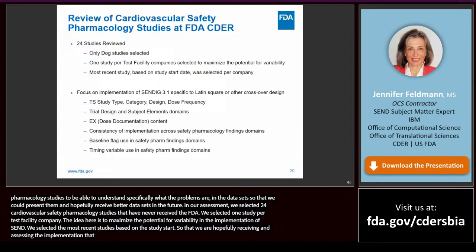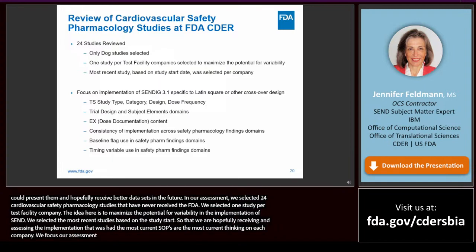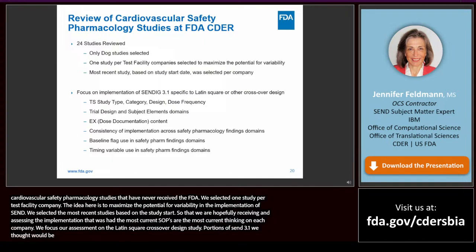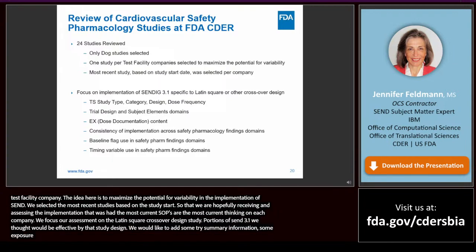We focused our assessment on the Latin Square or crossover design study and the portions of SENDIG 3.1 that we thought would be affected most by that study design. So we looked at some trial summary information, some exposure information, and also, of course, the findings domains, particularly baseline flags, timing variables, and the results themselves.